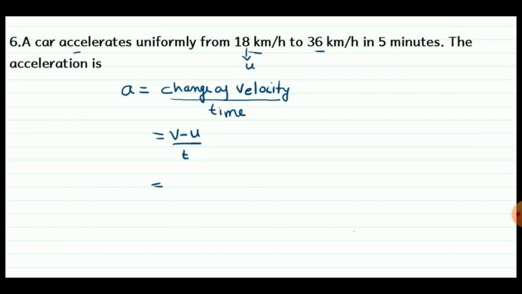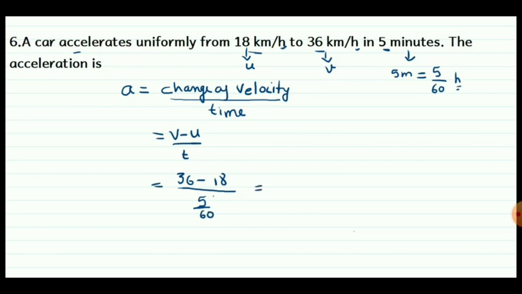Now what is u? Initial velocity u is 18, final velocity v is 36. So now apply the values, place the value of time. Time is 5 minutes. We can change these 5 minutes into hours because both velocities are in hours. By dividing by 60, we can convert it into hours. Now placing the value of time, 5 by 60.